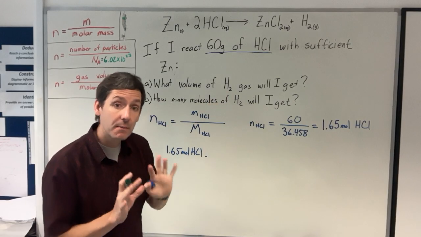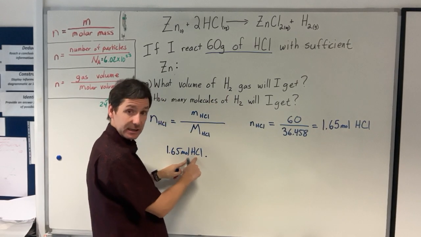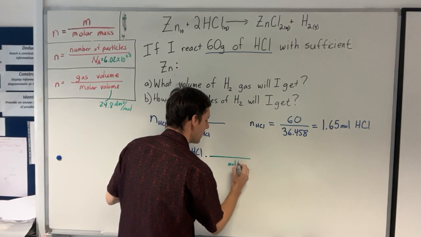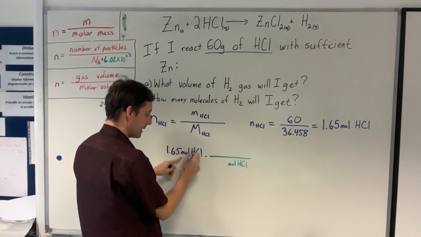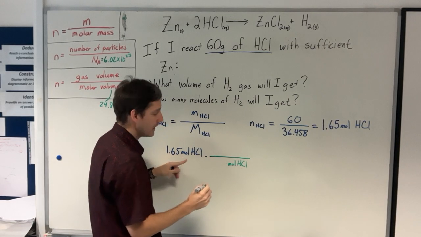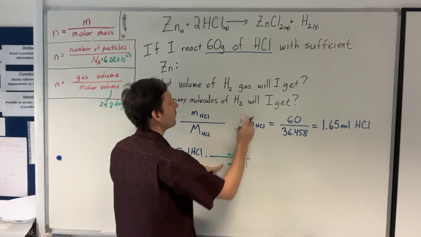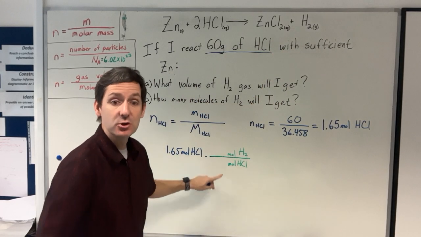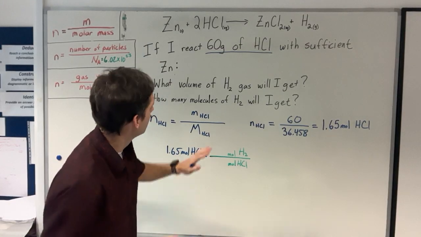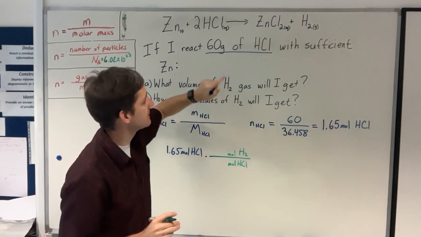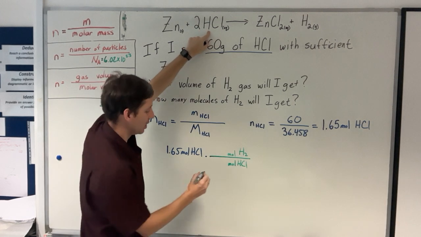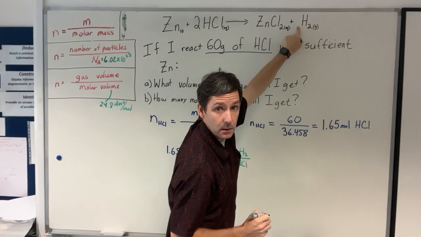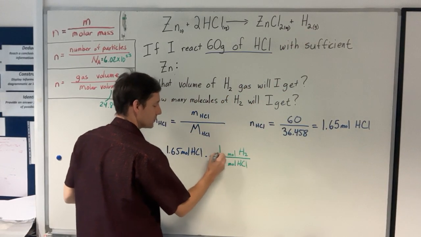Now remember, I want the HCl to cancel out. So in my molar ratio, I'm going to put moles of HCl on the bottom, because then the HCl is going to cancel out. And I'm going to put moles of what I'm looking for, the H2, up at the top. By looking at the equation, I can see that if I have 2 HCl's, I end up with 1 hydrogen gas.